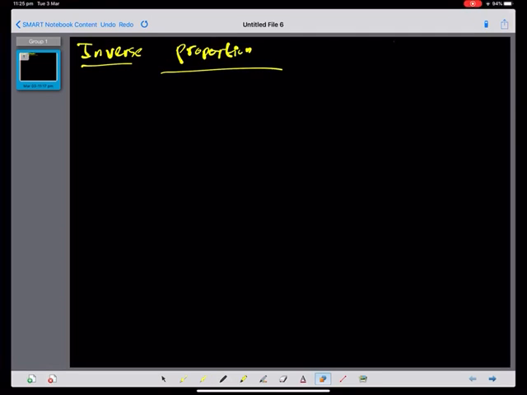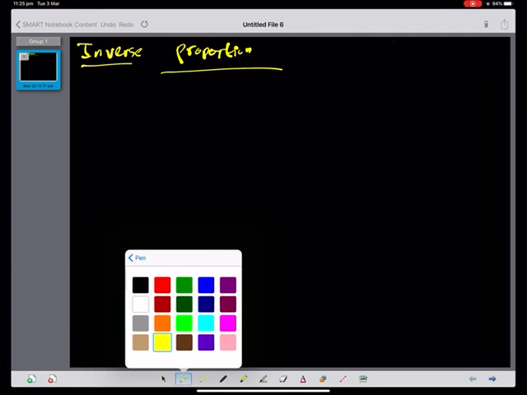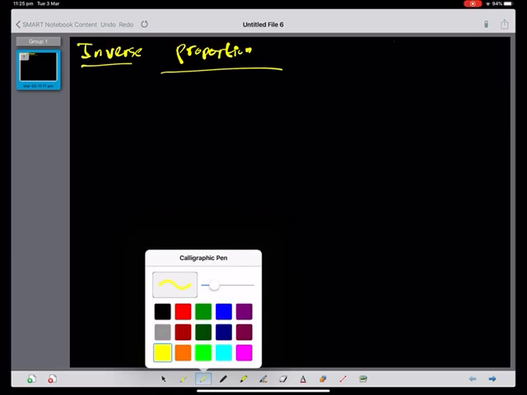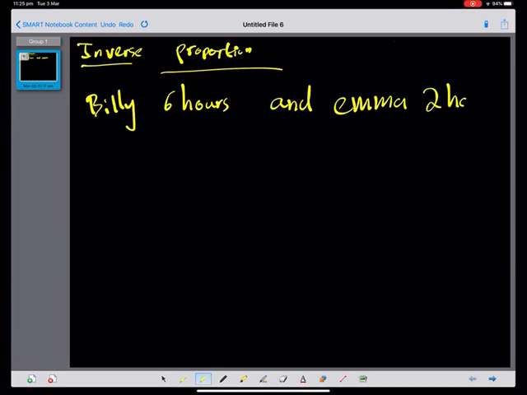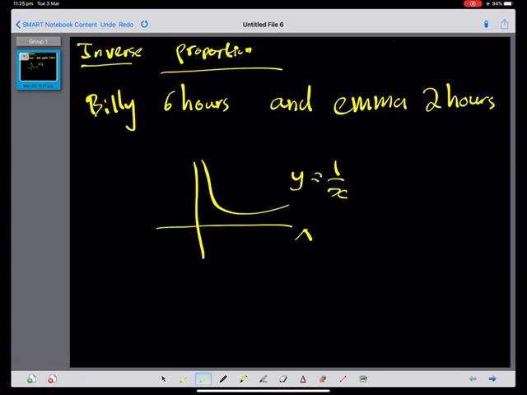Okay, so I think we said Billy takes 2 hours and Emma takes 6 hours. Okay, so we can rewrite this. And you should know that this is the 1 over x graph. That's x and that's y.